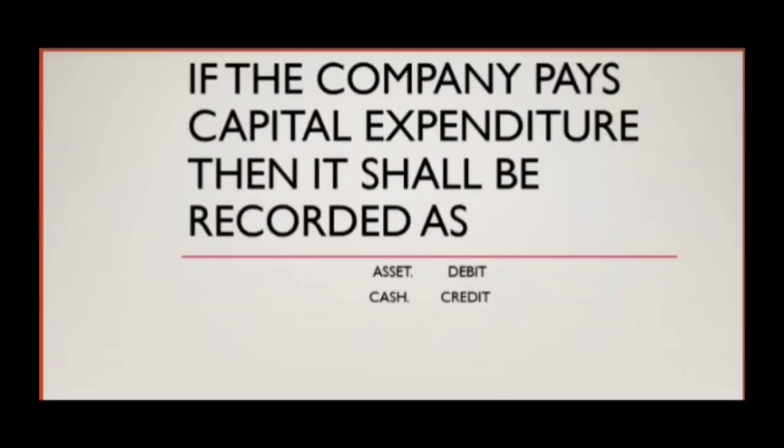If the company pays a capital expenditure, then it shall be recorded as asset debit and cash credit. Why is the asset debited? Because we have discussed before that these are expenses which contribute to the life or the efficiency of the asset. So whenever we pay a capital expenditure, it is the same as if we have purchased an asset or got the old asset renewed. So the asset shall be debited and the payment of cash shall be credited.